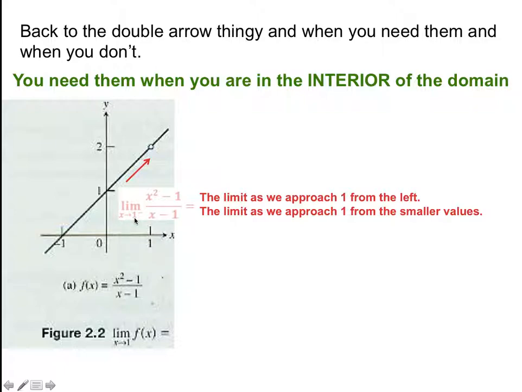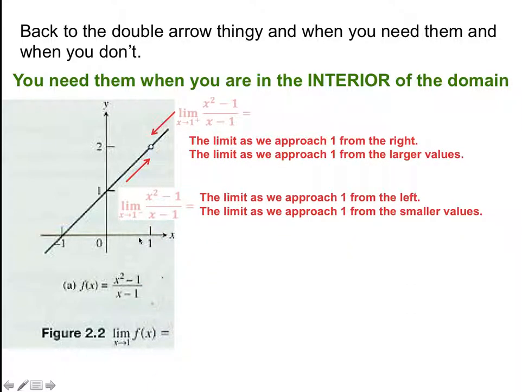Okay, so as we approach from the smaller values, and then this notation, x approaches 1 plus, this means the limit as we approach 1 from the right, or the other way we could say it, this limit we approach 1 from the larger values. So the plus here indicates that we are approaching 1 from values larger than 1. Okay, so those are the two notations.